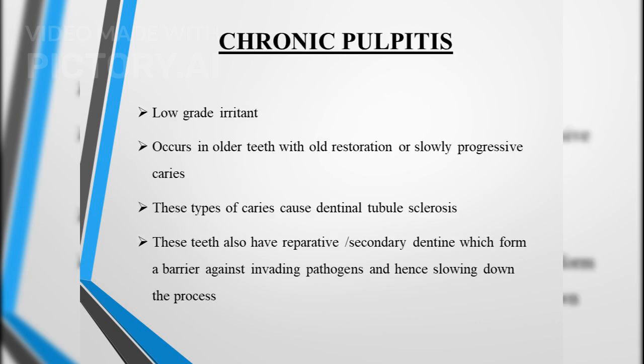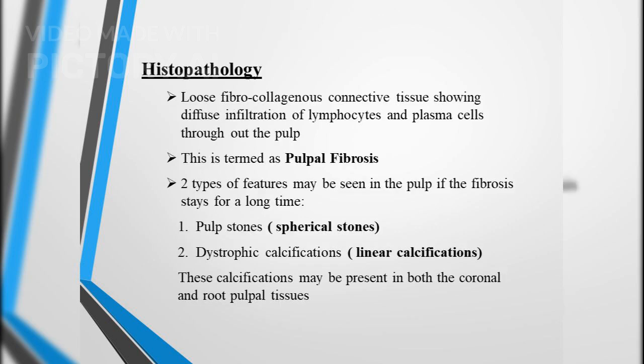Chronic pulpitis is a low-grade irritation often seen in older teeth with restorations, leading to dentinal tubule sclerosis and reparative dentine formation. Pulpal fibrosis is a condition where loose fibrocollagenous connective tissue shows diffuse infiltration of lymphocytes and plasma cells throughout the pulp. This can lead to the formation of pulp stones and dystrophic calcifications, which may be present in both coronal and root pulpal tissues.